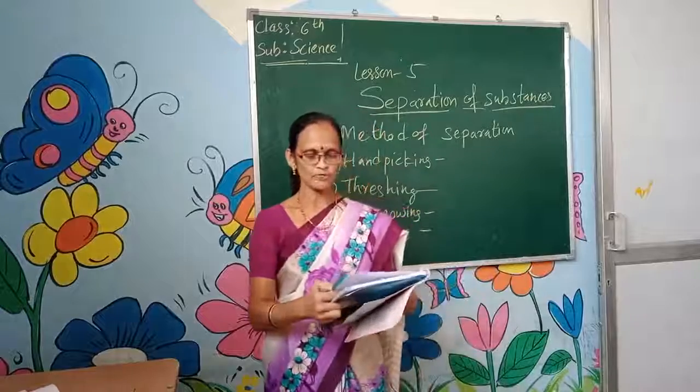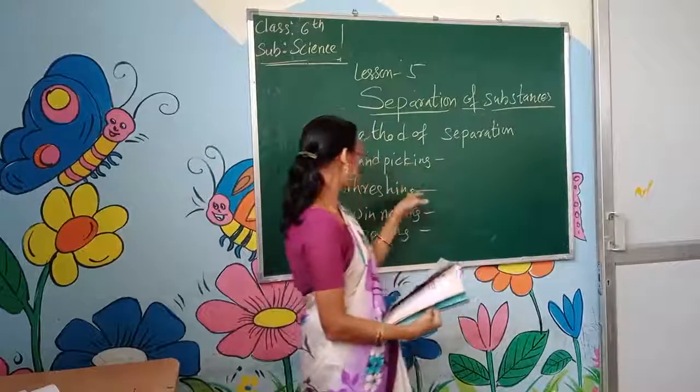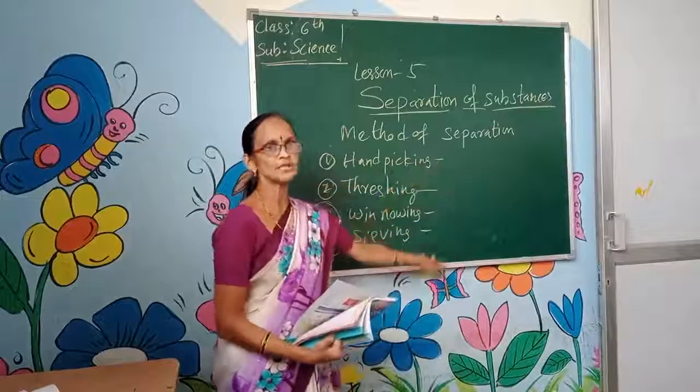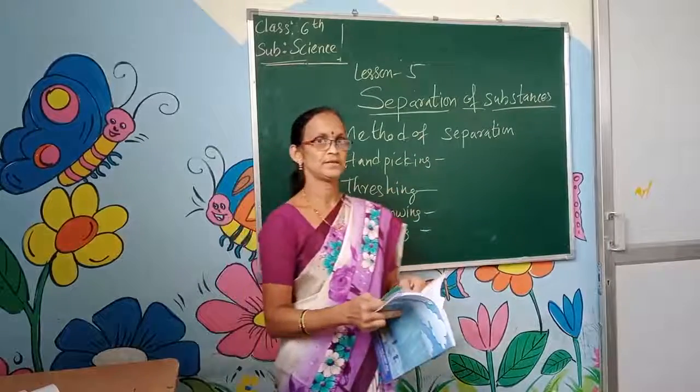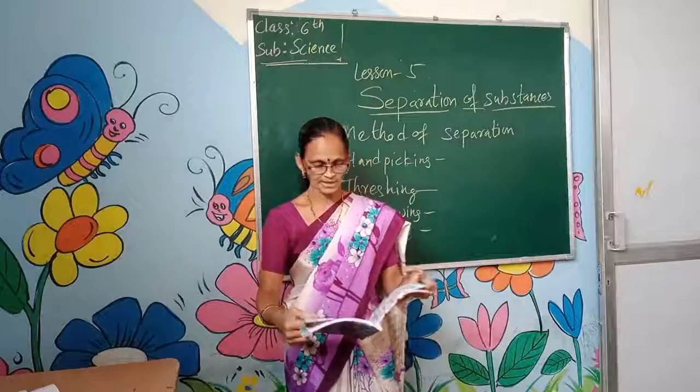Butter is taken out of churning milk, and the sieving process, hand picking, threshing, winnowing, sieving. All these things you can see practically in your society, near your house, because you are very near to the fields. Yes, children? Thank you, children.